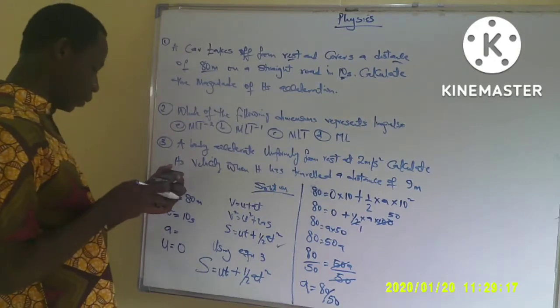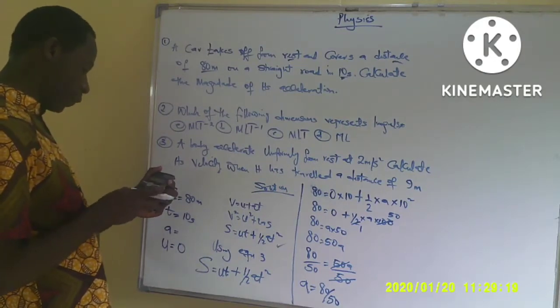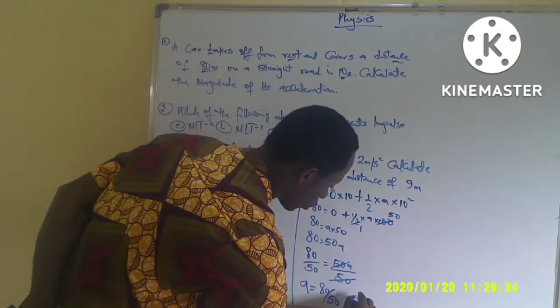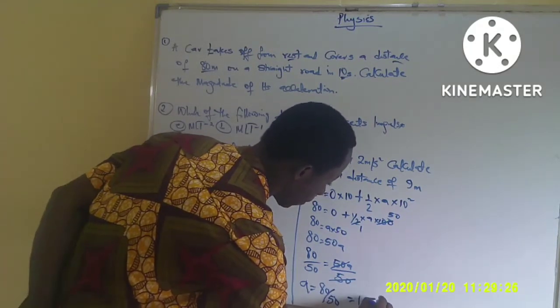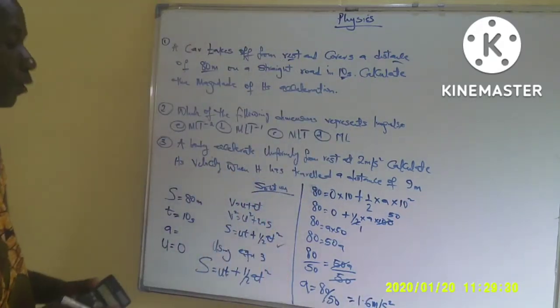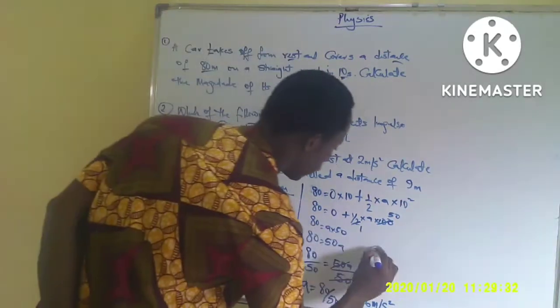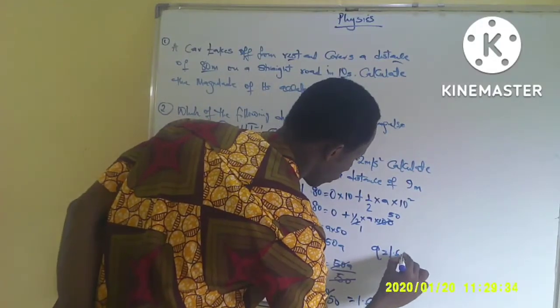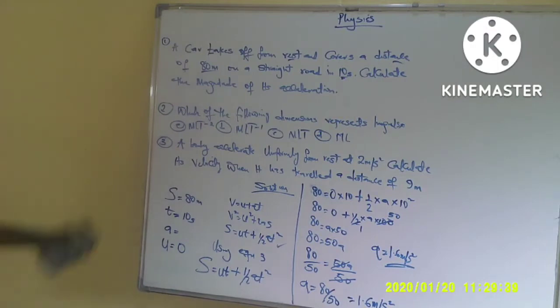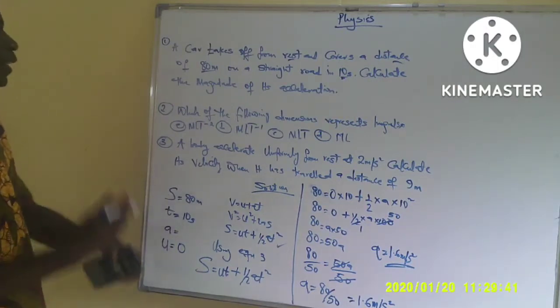80 divided by 50 gives us 1.6. So our acceleration is 1.6 meters per second squared. Don't forget, the unit is always meters per second squared. So our acceleration is equal to 1.6 meters per second squared. So take note. Very simple. Just understand the equations of motion, apply them, and get your answer.